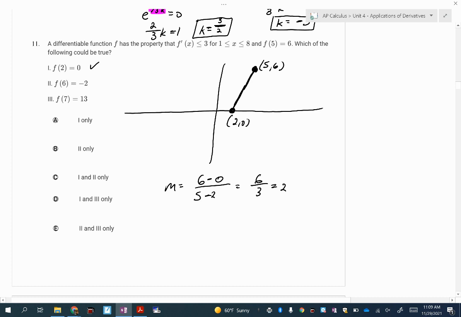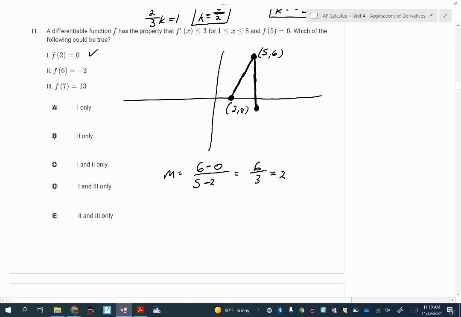Let's try the next one. 6 comma negative 2. So 6 comma negative 2 would be here. Again, if that would work, then when I find the derivative at that value, it should have a slope that's less than or equal to 3. So I'm going to do, this is 6, negative 2.